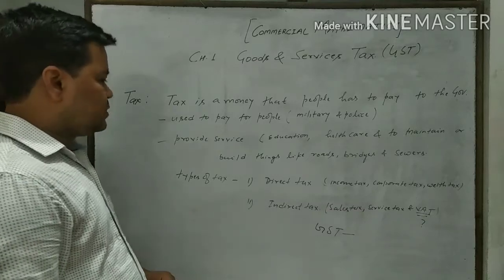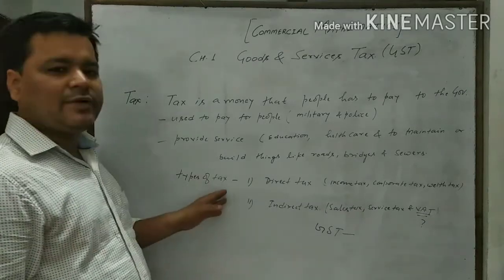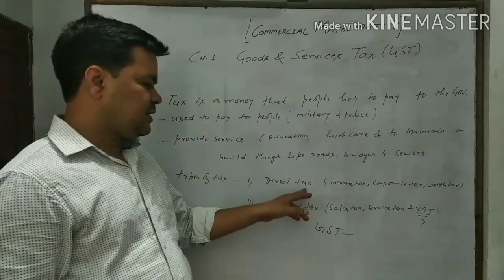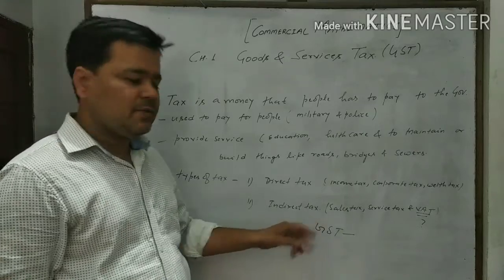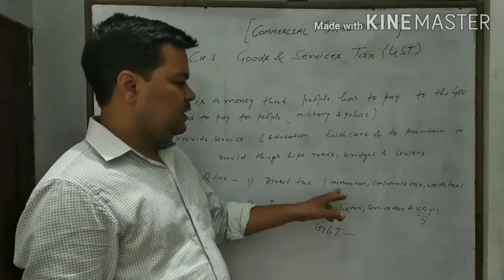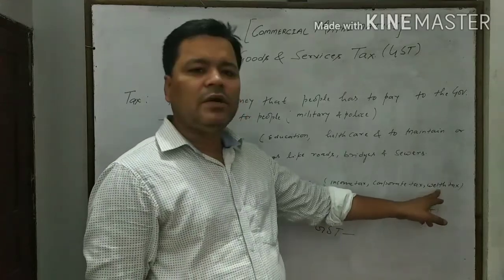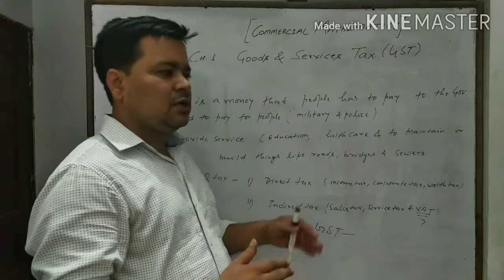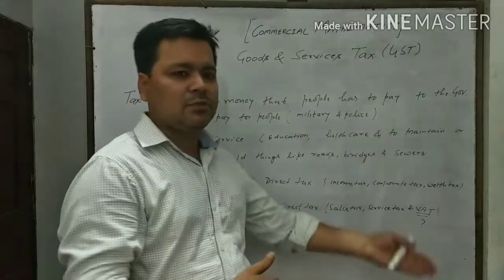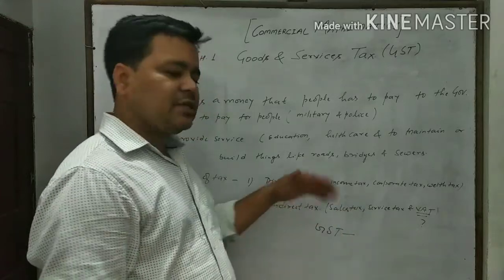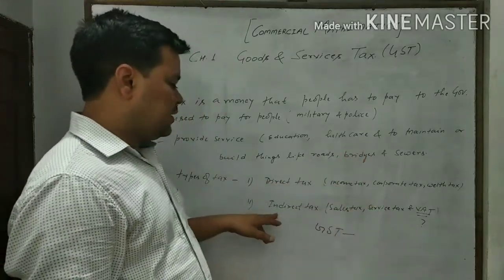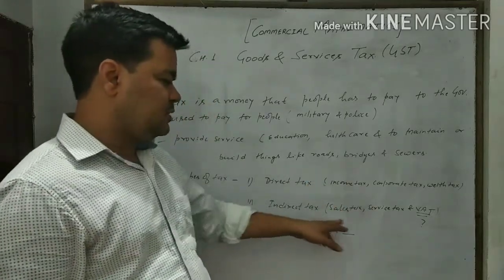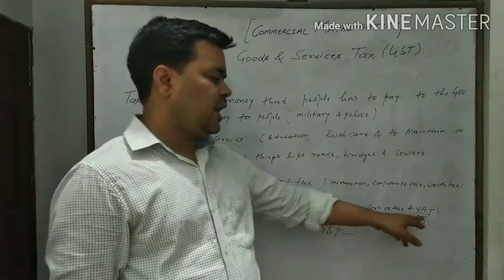Now the question is, how many types of tax are there? Tax is basically of two types, direct tax and indirect tax. Examples of direct tax are income tax, corporate tax, and wealth tax. Direct tax is not transferred to another person; it is not shiftable, while indirect tax we can shift from one person to another. Examples of indirect tax are sales tax, service tax, and VAT.